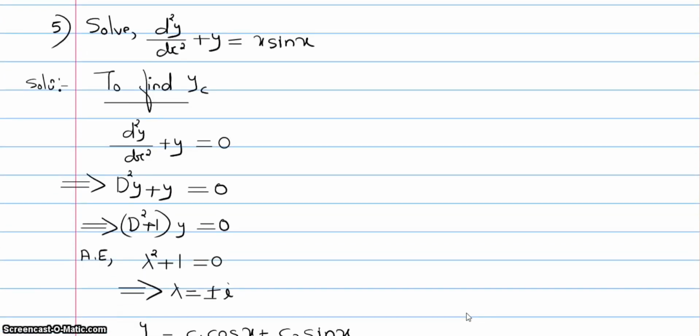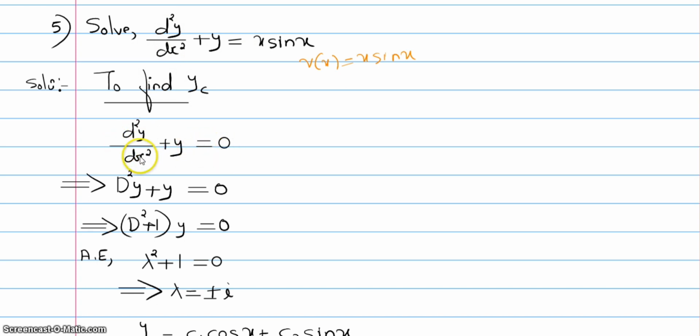Our next problem. Solve the differential equation d square y by dx square plus y equal to x into sin x. So the right hand side value R of x equals x sin x. Okay, first find the complementary function. So I am considering the homogeneous part, d square y by dx square plus y equal to 0.